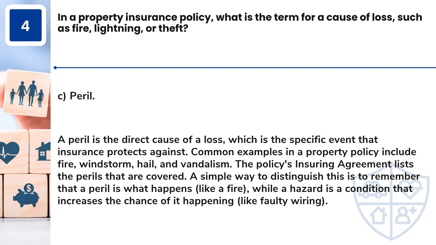Answer: C. Peril. A peril is the direct cause of a loss, which is the specific event that insurance protects against. Common examples in a property policy include fire, windstorm, hail, and vandalism. The policy's insuring agreement lists the perils that are covered. A simple way to distinguish this is to remember that a peril is what happens, like a fire, while a hazard is a condition that increases the chance of it happening, like faulty wiring.